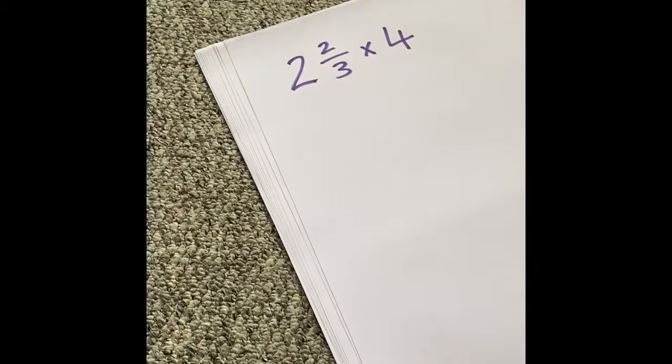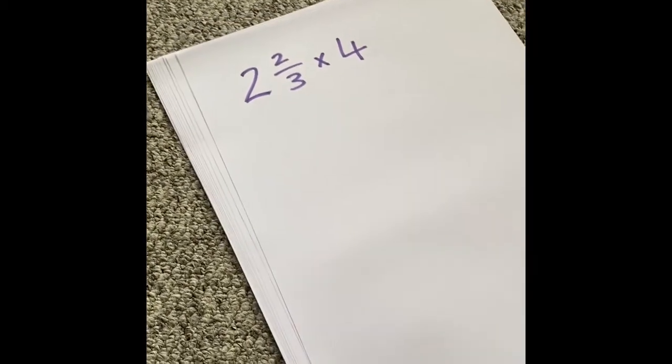Just like I said in yesterday's video, this is the last week of our fractions revision before we move on to another topic in our maths. So today we're thinking about multiplying mixed numbers. This is my calculation that I'm going to start using this morning: 2 2/3 multiplied by 4.